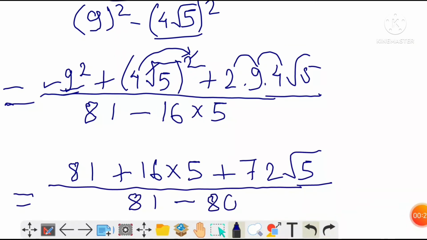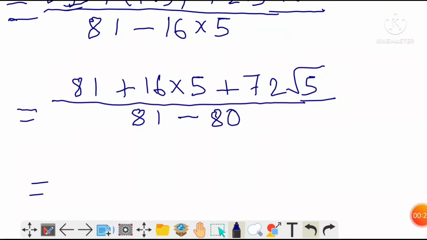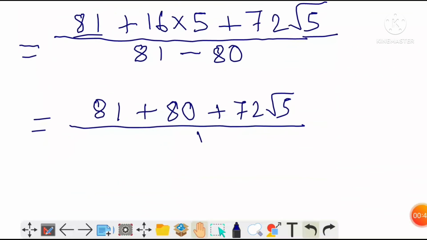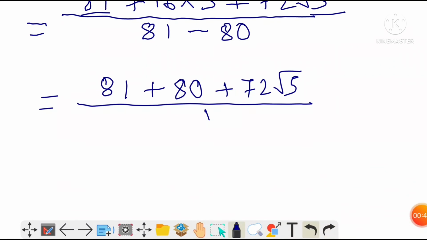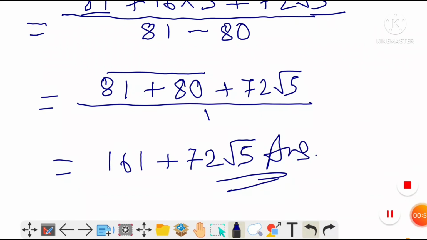81 minus 80. 81 plus 16 into 5 is 80 plus 72 root 5. In the denominator, we'll have 1. Now by adding 81 and 80, we'll have 161 plus 72 root 5. So our final answer is this.